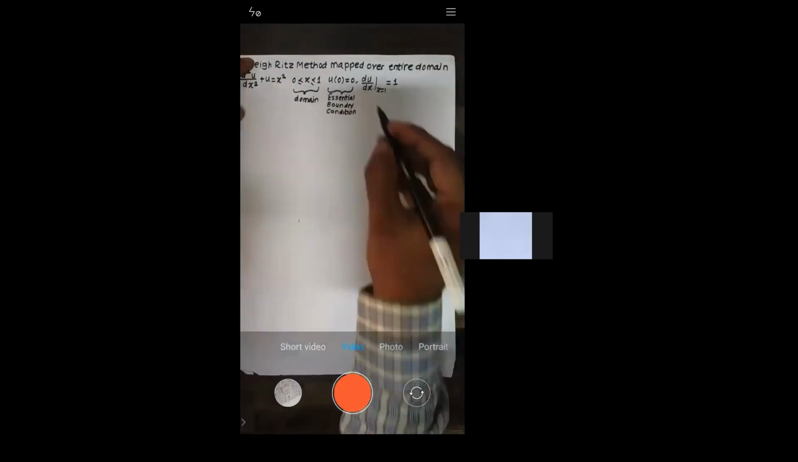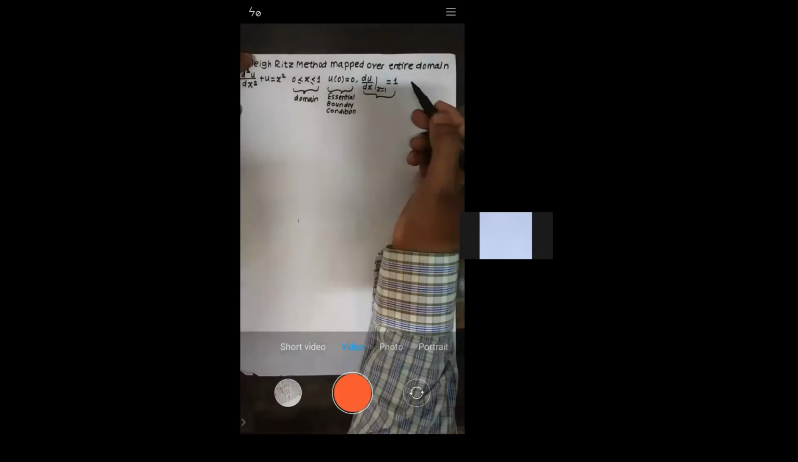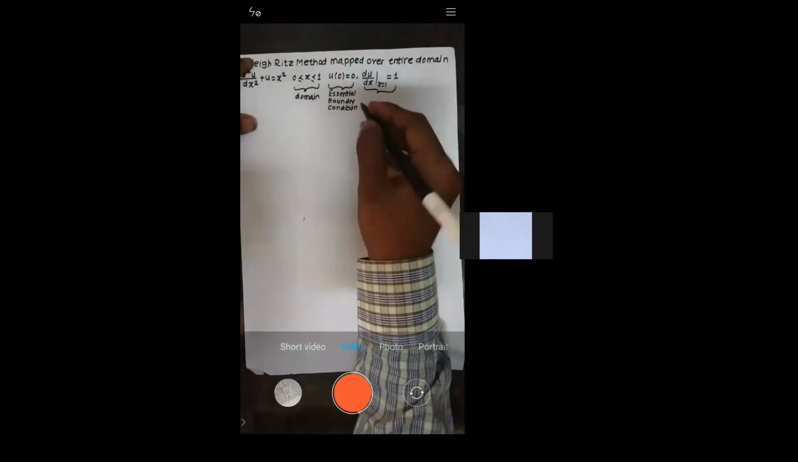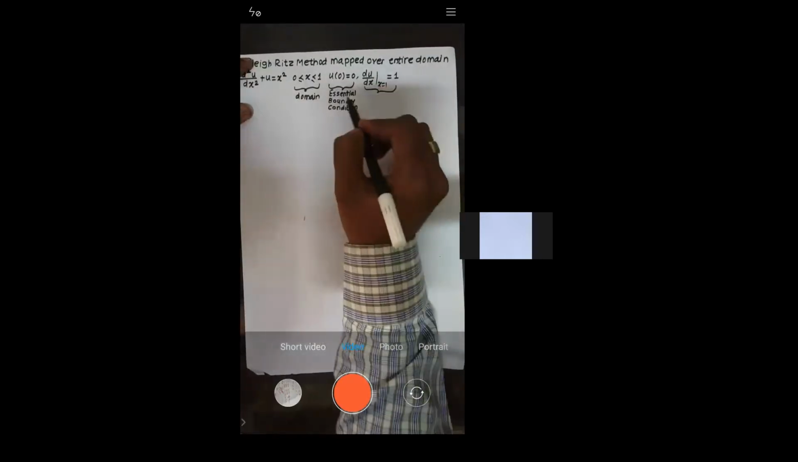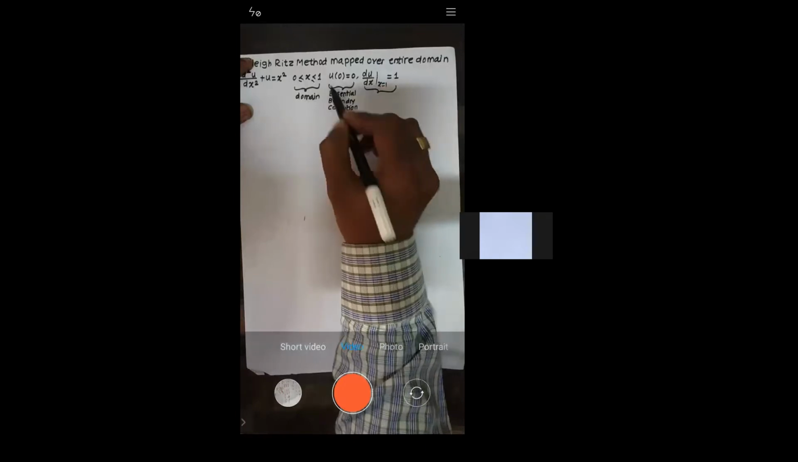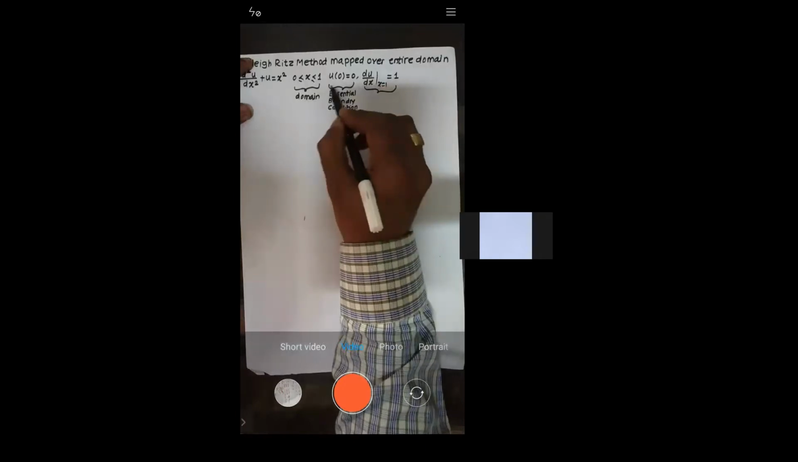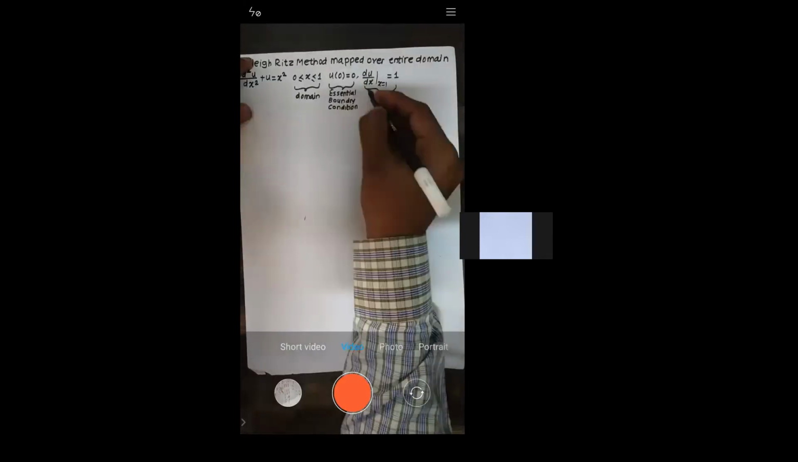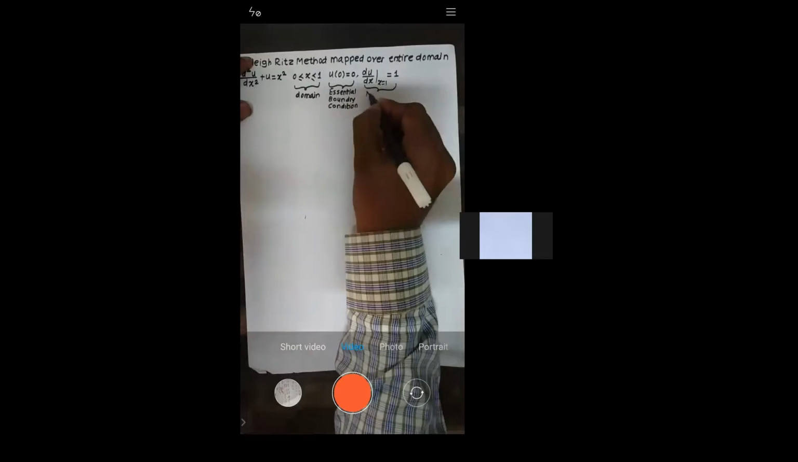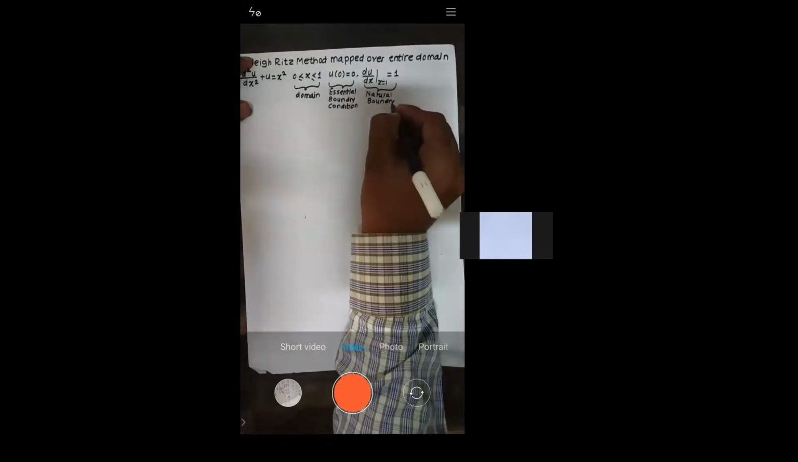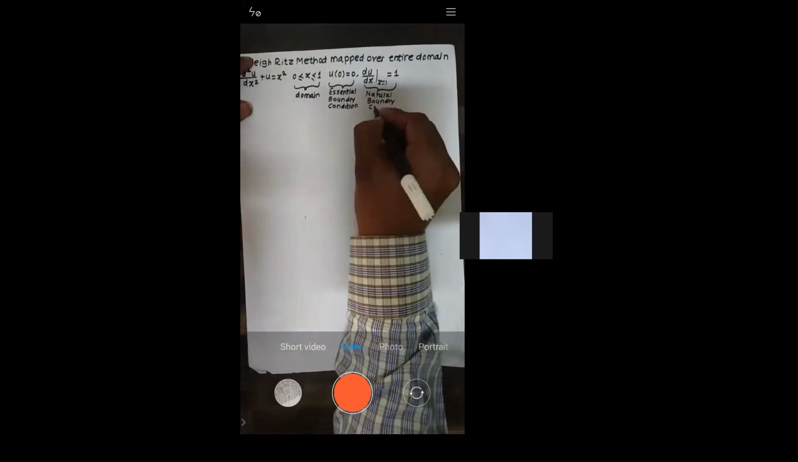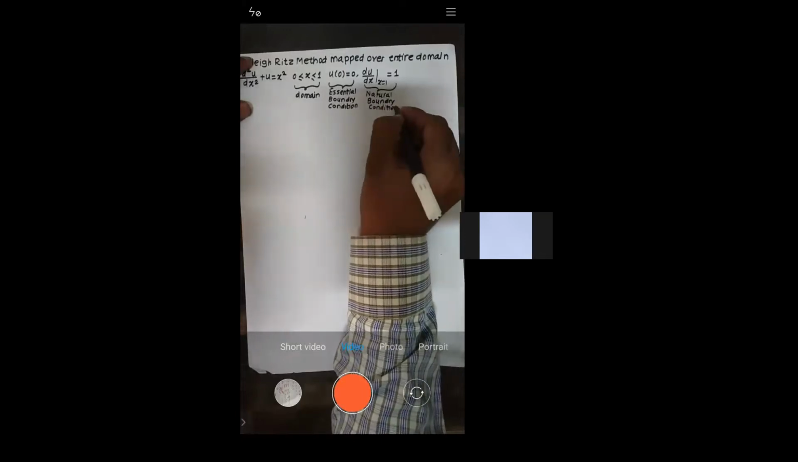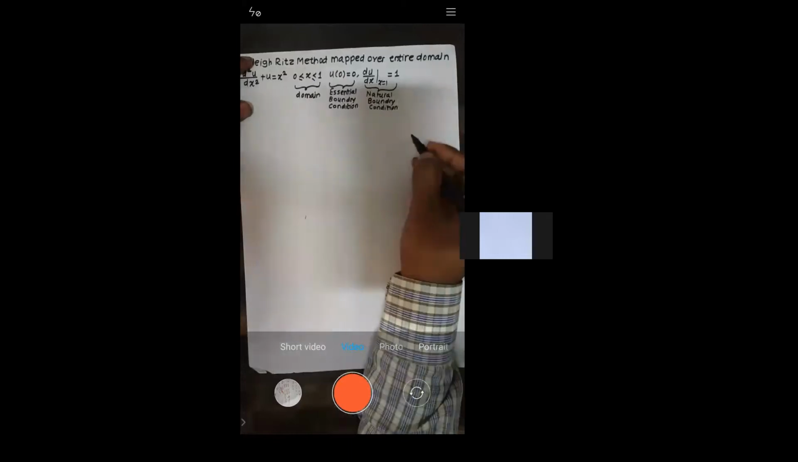What about this? Natural boundary condition. See, the first one is essential because it is defined in terms of u. If you see, this one is defined in terms of du by dx, that is the derivative. So that's why this is a natural boundary condition. Understood? Clear? Yes, sir. So now let's solve this.